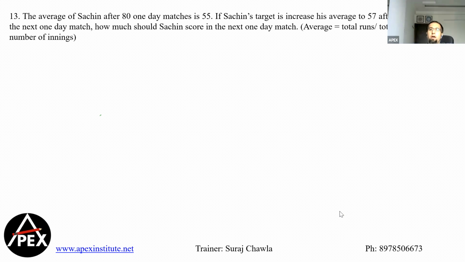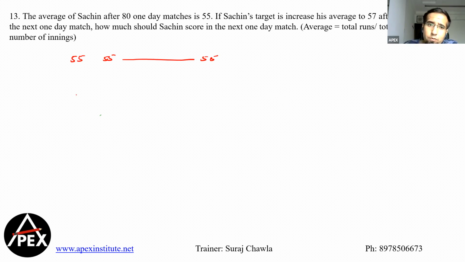Sachin's average after 81 one-day matches is 55. Very interesting and very logical question. Okay, guys, let's do it together. Very easy. 55, 55, 55, 55. These are 80 matches, he scored 55 in each.